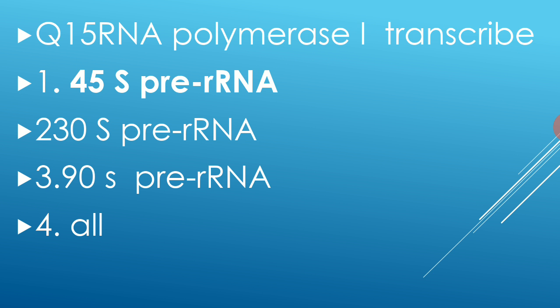Question number 14 is missing. Now it is question number 15. Polymerase I first transcribes 45S pre-RNA, 30S pre-RNA, 90S pre-RNA, or all. The answer is the first, 45S pre-rRNA.